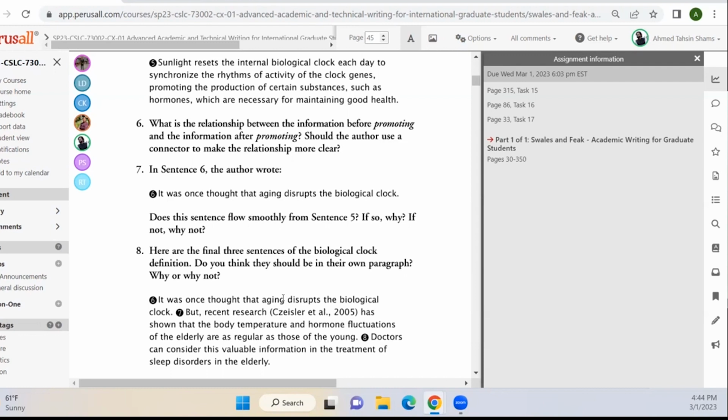Someone who'd like to read out loud the sentence before. Sunlight resets the internal biological clock each day to synchronize the rhythm of activity of clock genes, promoting the production of certain substances such as hormones which are necessary for maintaining good health. So we have here a connector, a non-finite verb, promoting. And the question is why promoting as a non-finite verb has been used and what's the usage of it.